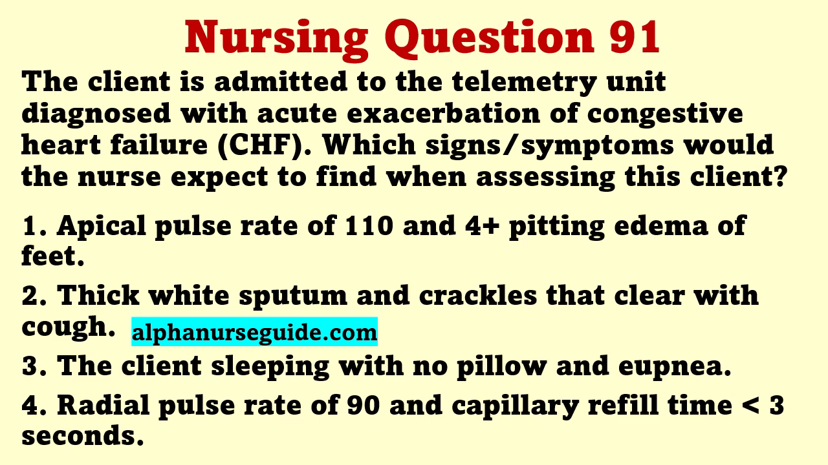In a client diagnosed with heart failure, the apical pulse, not the radial pulse, is the best place to assess the cardiac status. In option 3, the word no is an absolute term, and usually absolutes, such as no, never, always, and only, are incorrect because there is no room for any other possible answer. If you're looking for abnormal data, then you should exclude the options that have normal values in them, such as eupnea, pulse rate of 90, and capillary refill time less than 3 seconds.